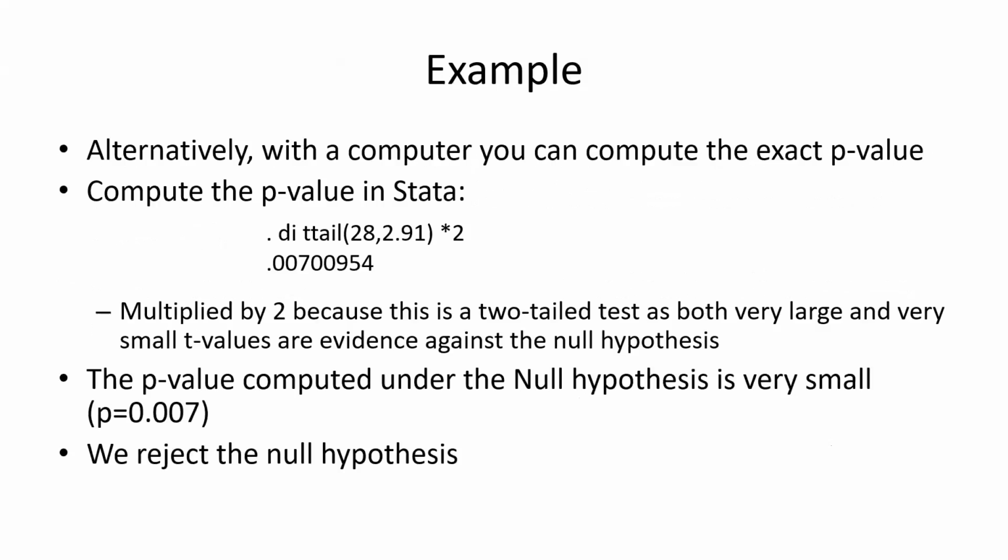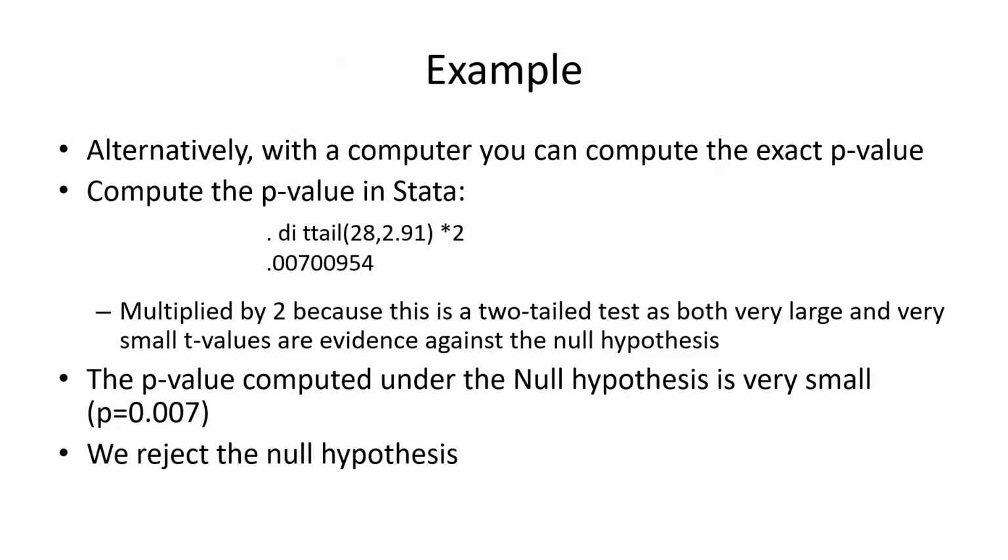Alternatively, rather than looking it up in a table, you can compute it on a computer directly. There are functions for that in Stata or R. Here's Stata, d means display, ttail, and we get this probability. The important thing here is to multiply by 2 because it's a two-tailed test. So really large values for beta are evidence against the hypothesis of beta equals 1. But really small values, meaning negative values, are also evidence against that hypothesis.